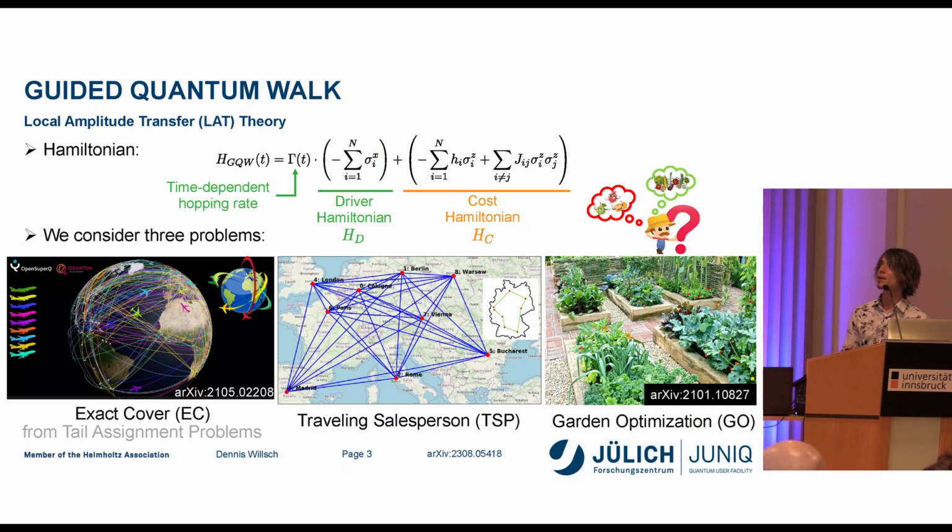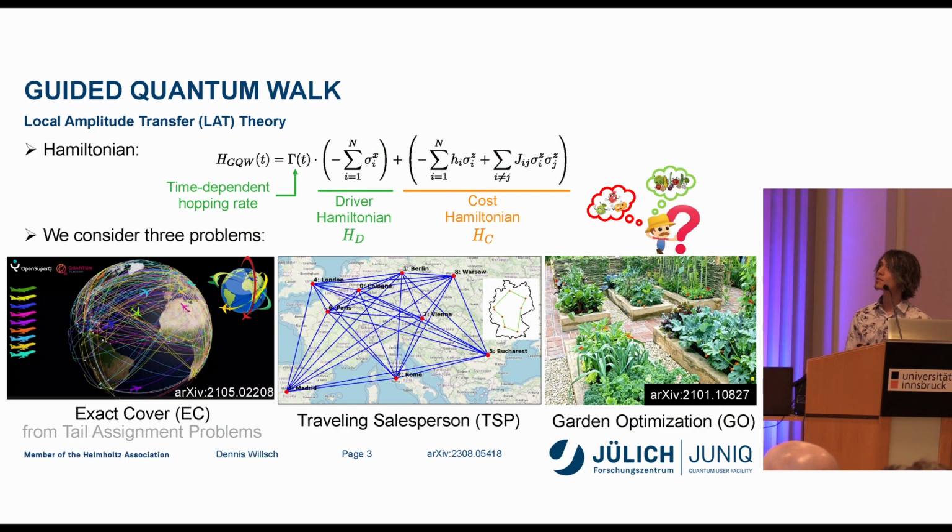The Hamiltonian of the guided quantum walk is basically a standard quantum annealing or quantum walk Hamiltonian. We have the driver term that induces transitions between the states. It's controlled by a time-dependent hopping rate, which in a quantum annealing interpretation would also encode the annealing schedule, which you would have in front of here and in front of here. And then there's the cost Hamiltonian that encodes the optimization problem that we're trying to solve.